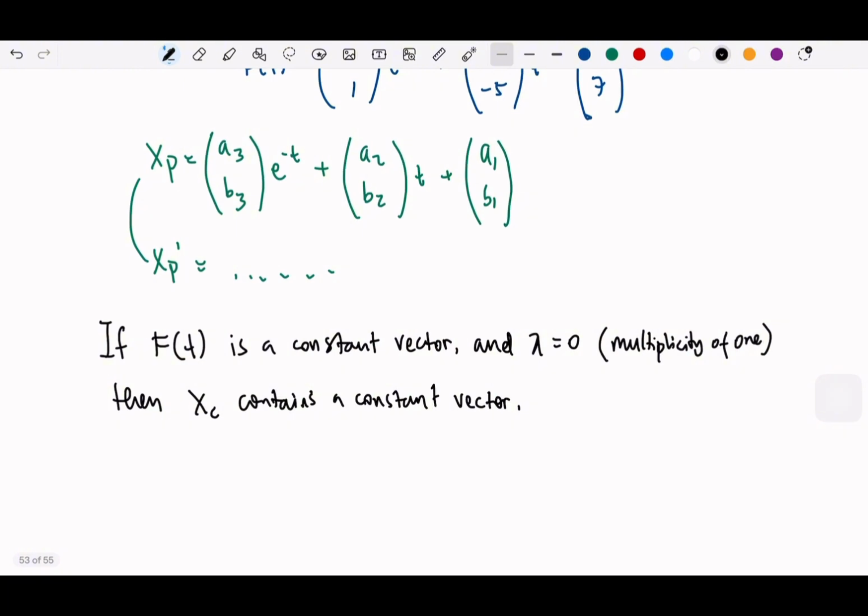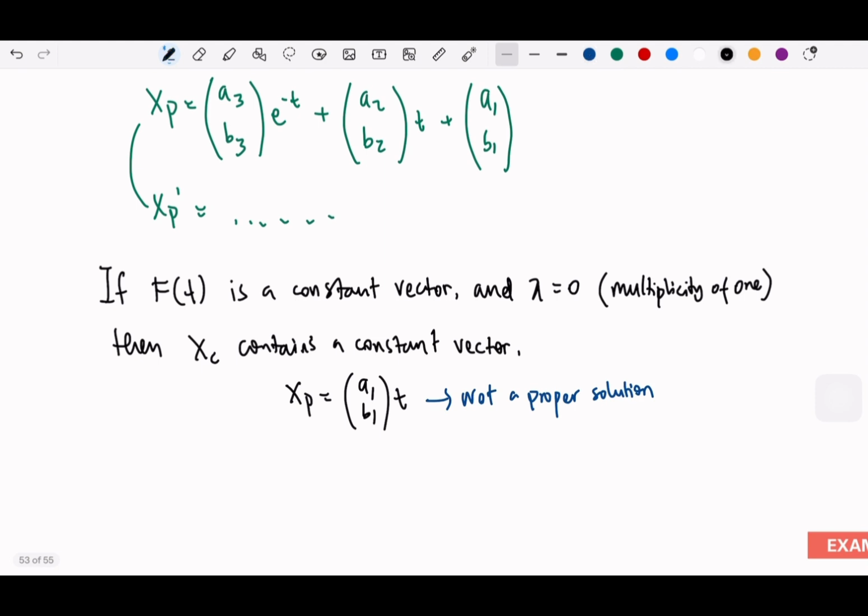And if we see the multiplication rule, we would like to try the xp that is in terms of this, which is not a proper solution. It should be xp or A2, B2, sorry.